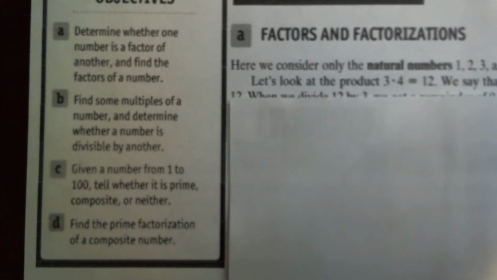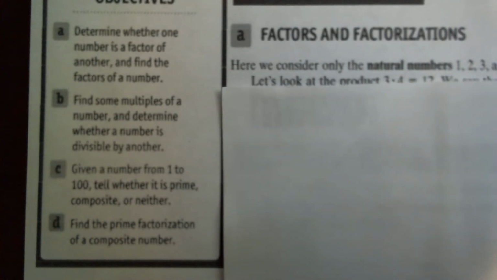And given a number from 1 to 100, we determine whether it is prime, composite, or neither. And then the last part of section 2.1 would be to find the prime factorization of a composite number. That turns out to be quite important, as you will see. So the first topic will be about factorizations, and so we talk about factors.